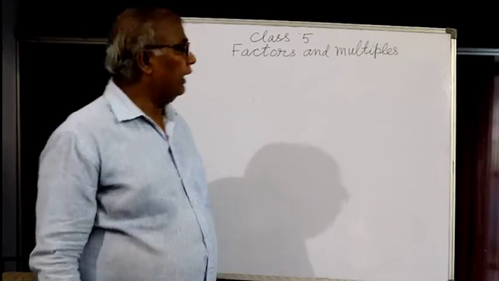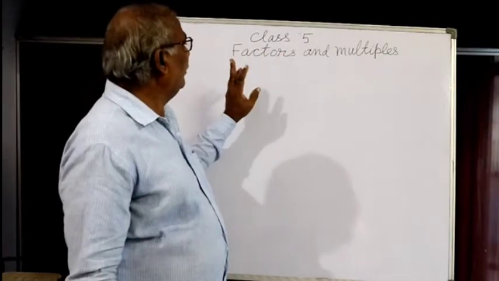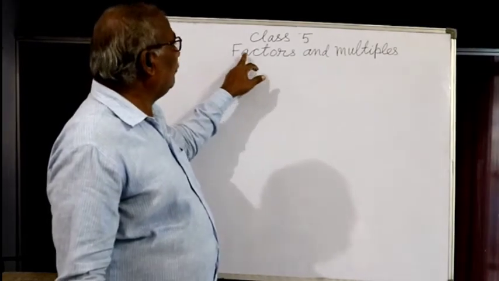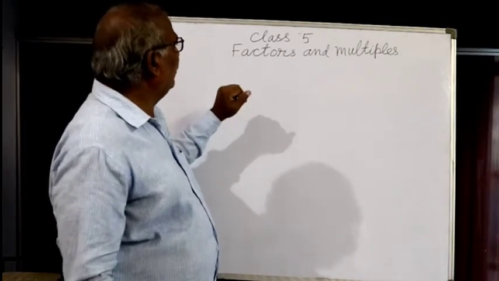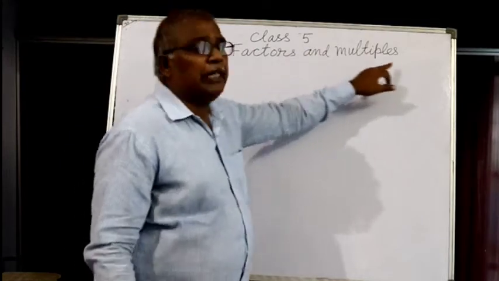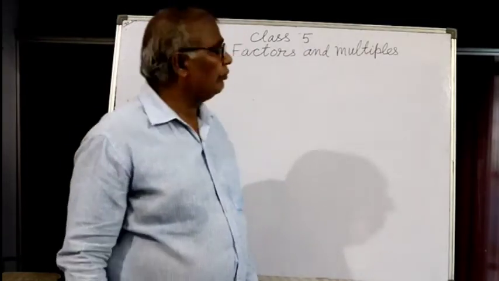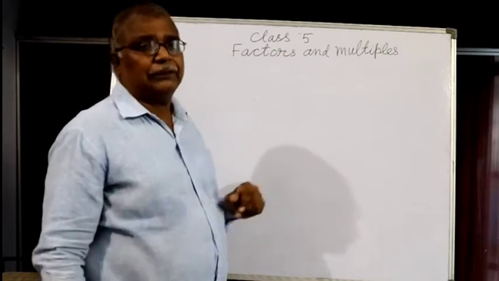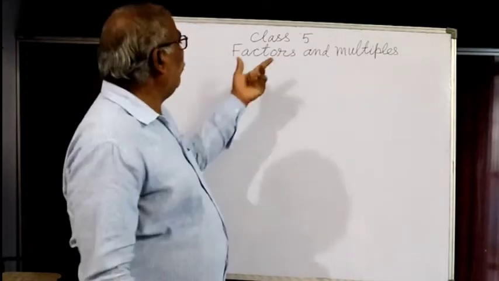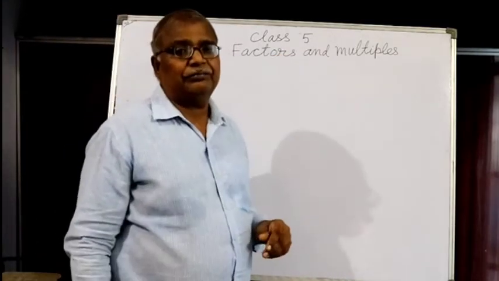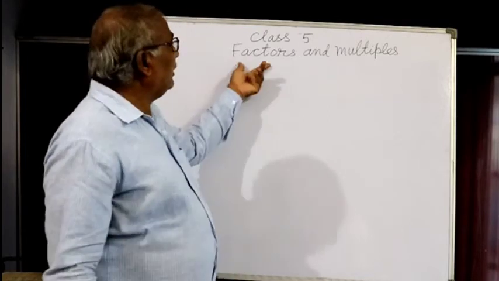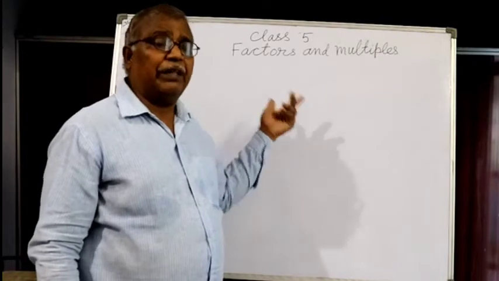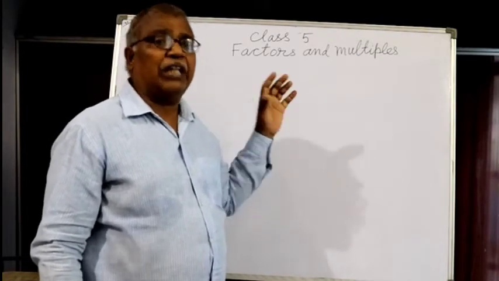Today in class 5 we are going to start chapter 5, factors and multiples. First term is factor. So what is a factor? A factor is a number which divides the given number exactly.